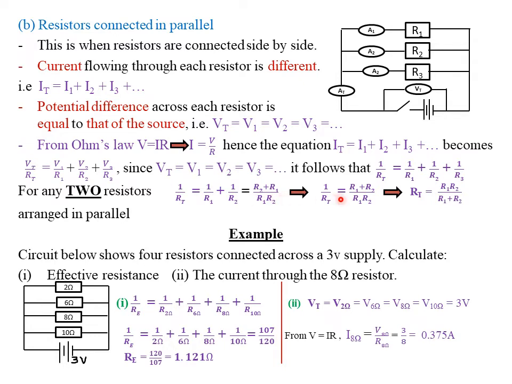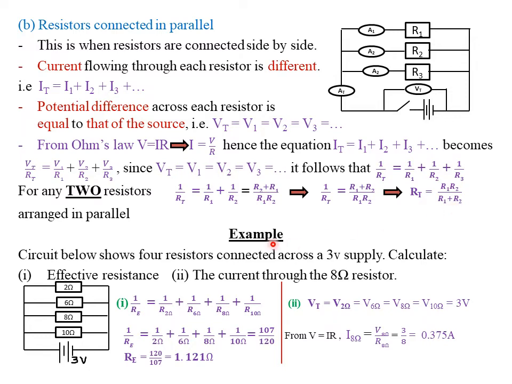Then over R1 R2. Then if I take reciprocals on both sides, I'll have R total over 1, which is just R total, being equal to R1 R2 over R1 plus R2. So you just take reciprocals on both sides of this equation. Alternatively, you can also cross multiply, then make R total the subject of the formula. So you'll end up with R total being equal to R1 R2 over R1 plus R2. This simply shows that for any two resistors connected in parallel, their effective or total resistance can be given by the product of the two resistances divided by the sum of the two resistances.